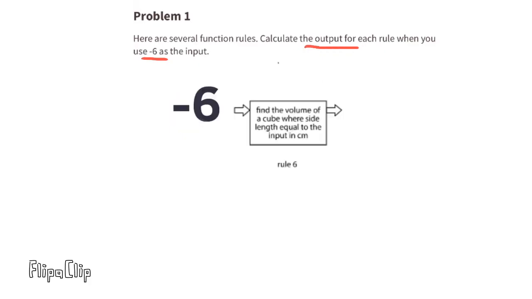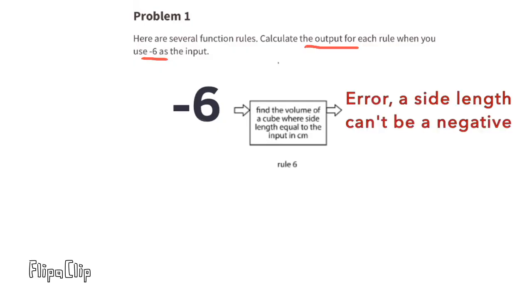The input is -6. The function is find the volume of a cube where the side length is equal to the input in centimeters. That's an error because the side length can't be a negative number.